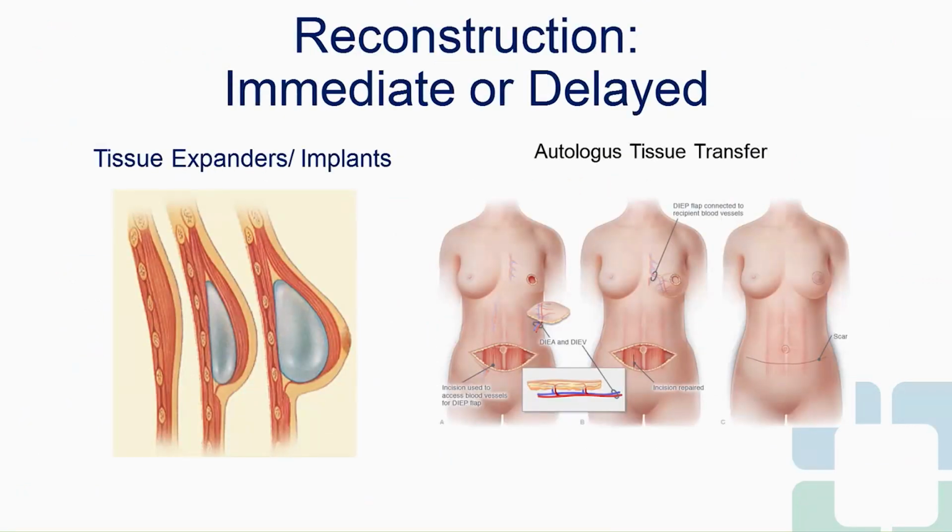The immediate or delayed reconstruction options are the use of tissue expanders or implants, or using the patient's own tissue. This is either performing a TRAM flap or a DIEP flap. There are other options for flaps that involve latissimus or other body parts, but this is the traditional one, where patients have an option to either use an implant or their own tissue.